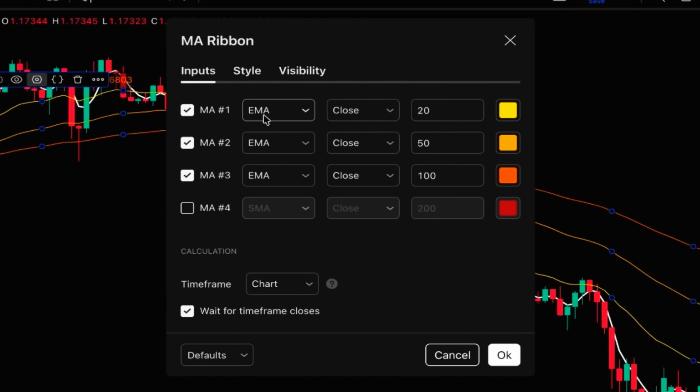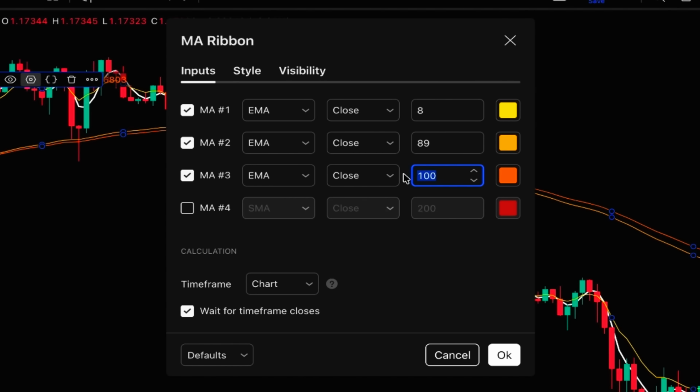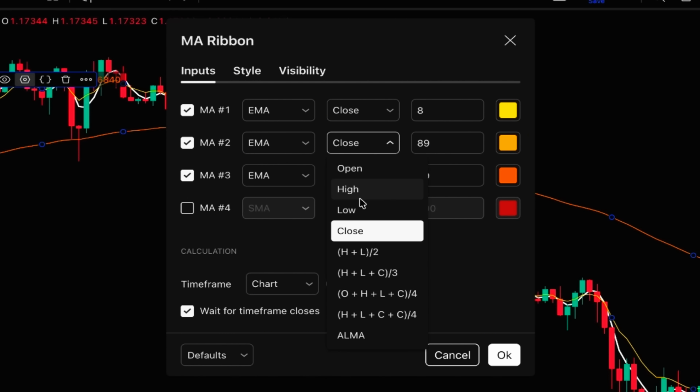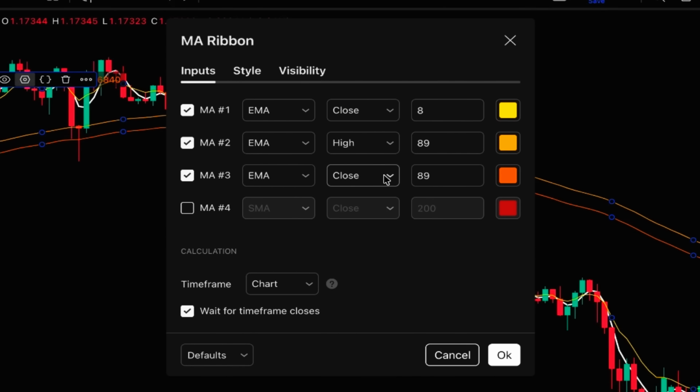And then here for the first EMA, we set the length at 8. And for the second EMA, we set the length at 89. And for the third EMA, also we set the length at 89. For the second EMA, here for the source of calculation, we set it at high. And for the third EMA, we set it at low. For the first EMA, it should be based on close.